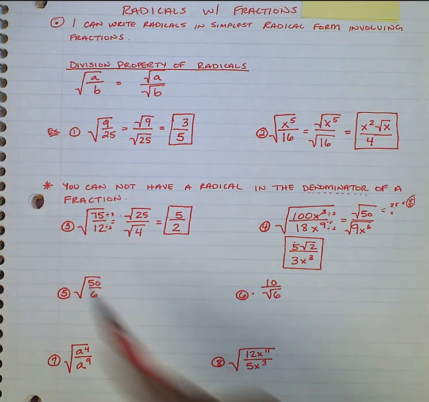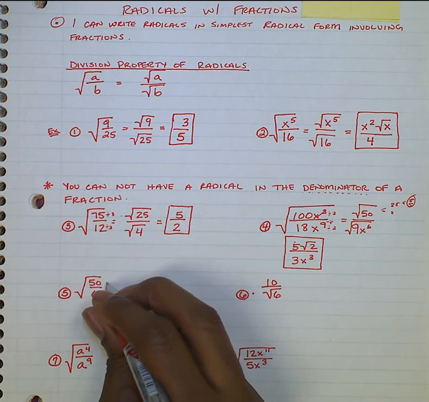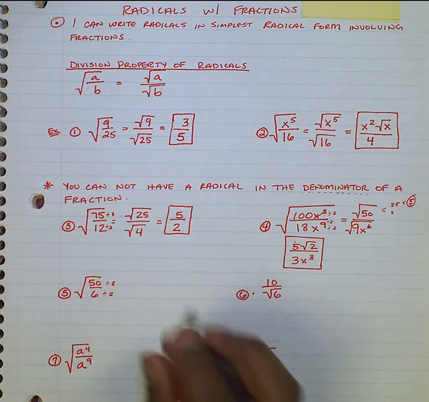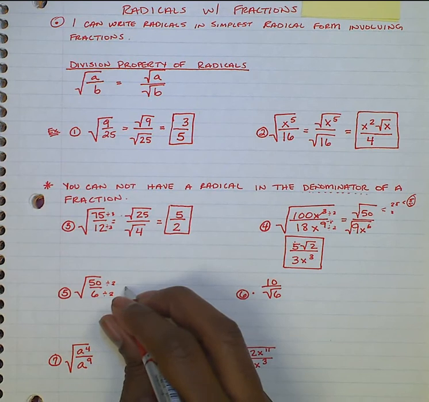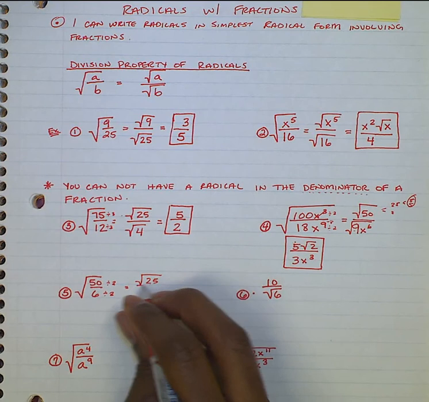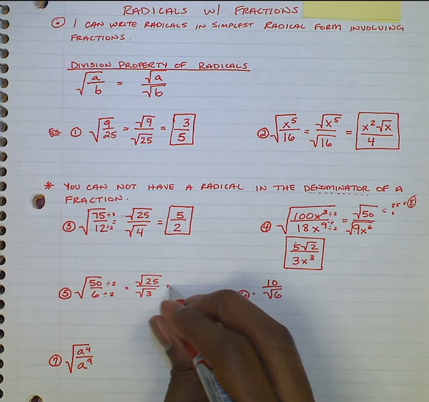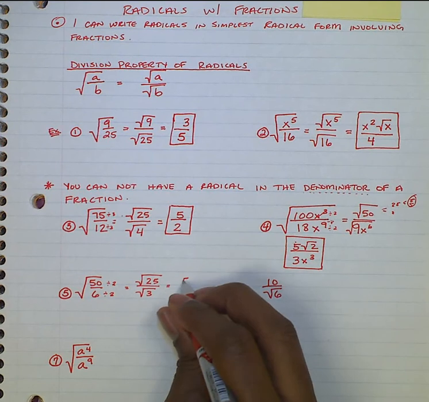So let's look at number 5. Here, number 5, I'm looking at these numbers. I don't have a perfect square in the denominator, but I do see that they have a common factor of 2. So I'm going to simplify it. When I do that, I have radical 25 over radical 3. I can simplify that just a little bit further, and that gives me 5 over radical 3.